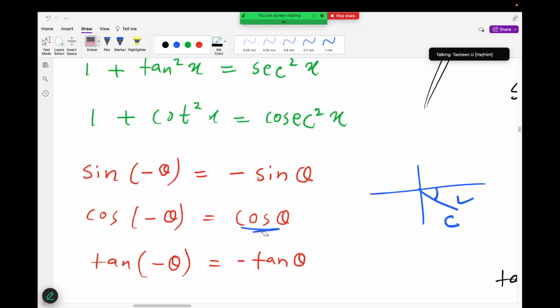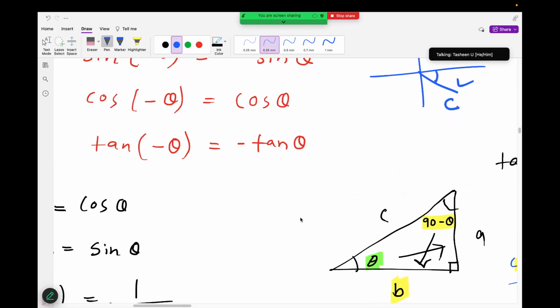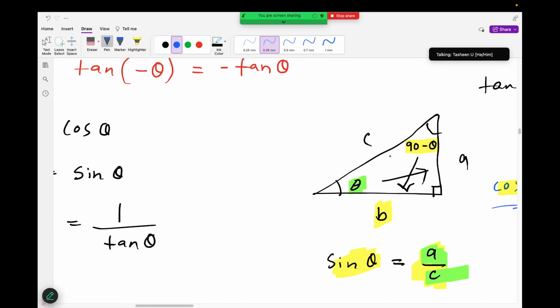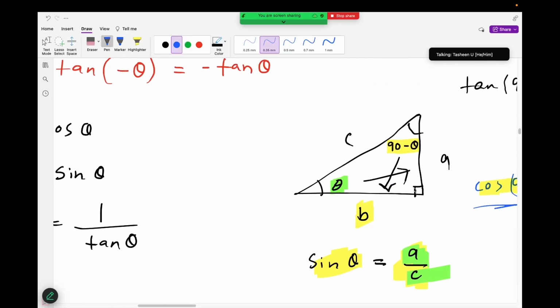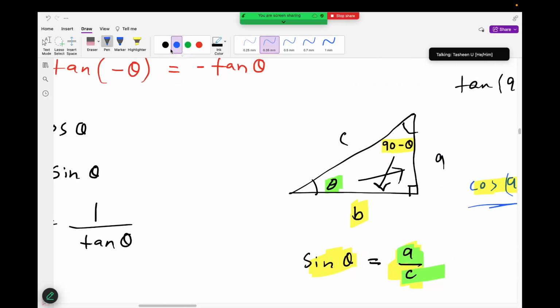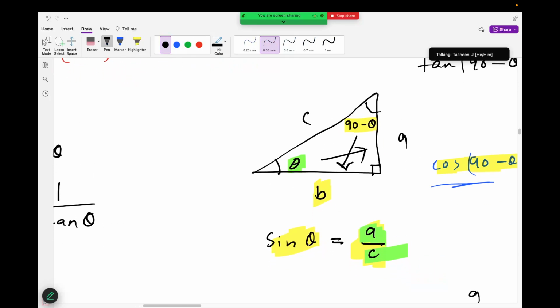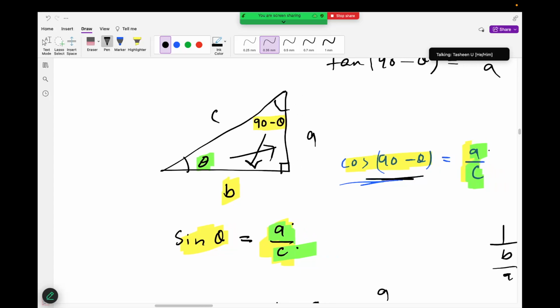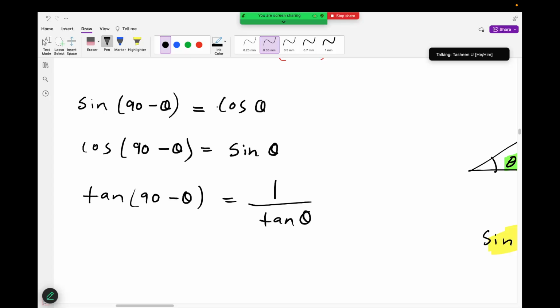Negative tan theta, okay? And you also need to remember these three identities. We know that sine 90 minus theta is cos theta. You want a proof? Here is the proof. This is the hypotenuse, this is theta, and this will be 90 minus theta. So sine theta is a by c, opposite by hypotenuse. See what cos theta is. Cos 90 minus theta is a by c, same thing. So sine 90 minus theta is cos theta.